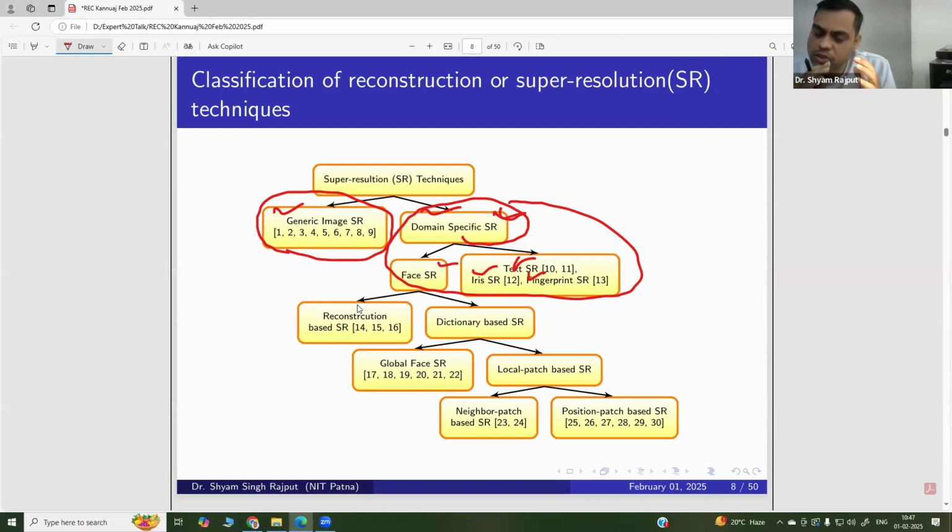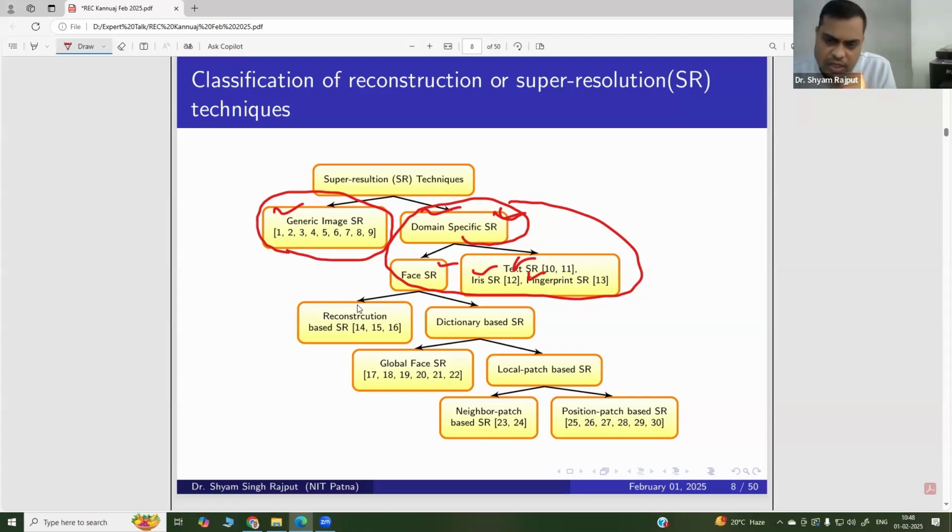Reconstruction based SR techniques are those which work on a single input image only. We do not take advantage of any dictionary images or any dataset images. They learn the features from the same input image and try to generate its high resolution version. But these techniques are not good enough to generate high resolution images. Only a few papers were available at the beginning, around 2001 or 2002. After that, researchers started working with dictionary based SR techniques.